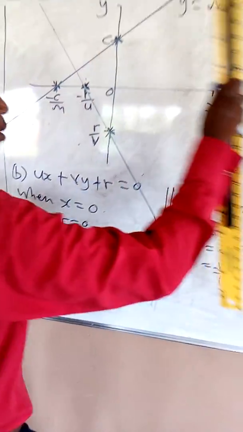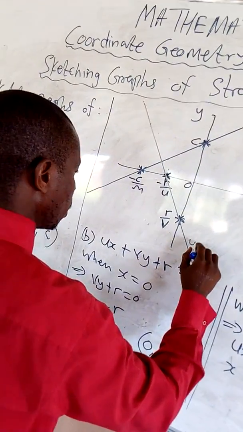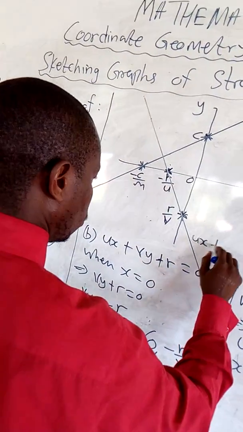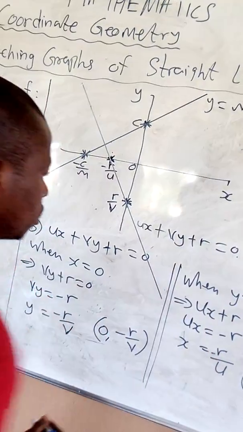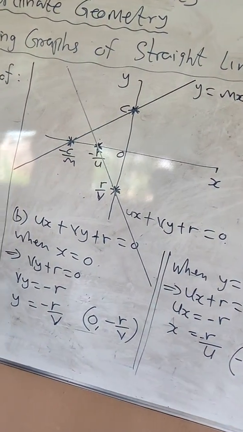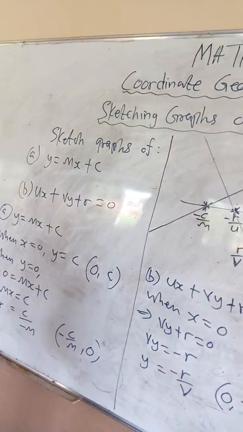Now this line is for the equation ux plus vy plus r equals 0. Thank you very much. This is how we sketch the straight line graphs on a Cartesian plane.